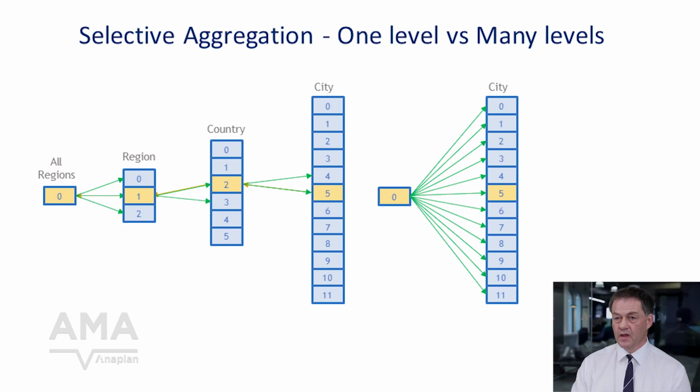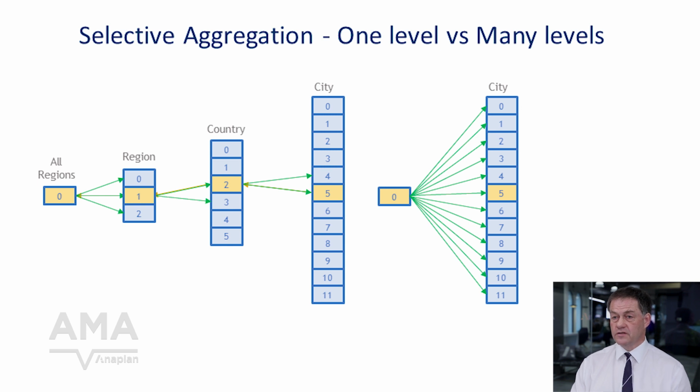And I'll explain why. On the left, we see the standard city, country, region, all regions roll-up. Now, if you change city number 5, and its parent is country number 2, then in order to recalculate country number 2, it's going to read from city 5 and city 4. And in order to recalculate region number 1, it's going to read from country number 3 and country number 2, and so on up the chain. Now, in this case, that would only be 7 reads and additions in order to recalculate the top level, all regions.